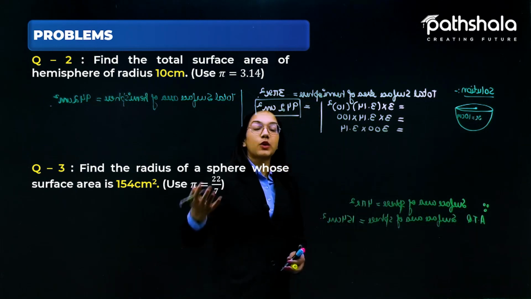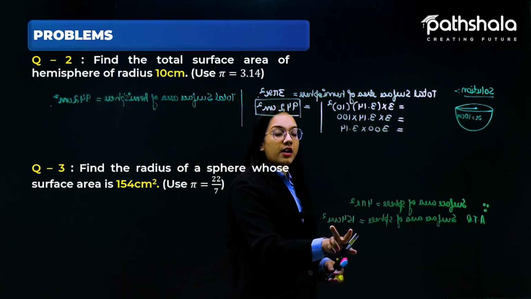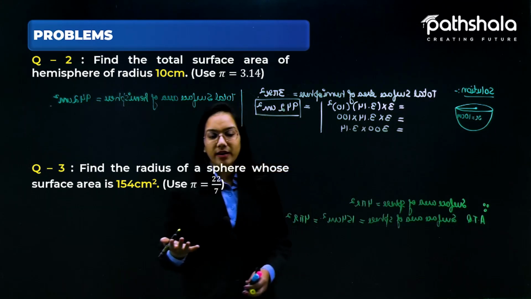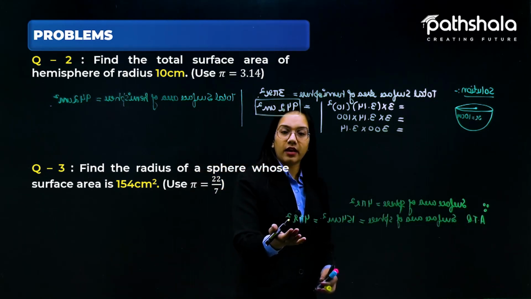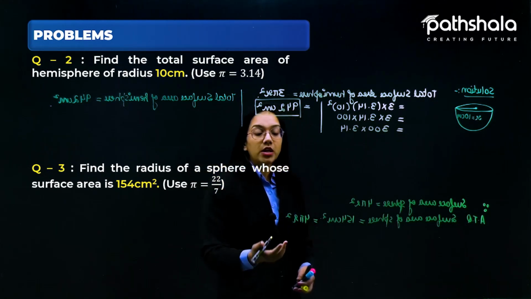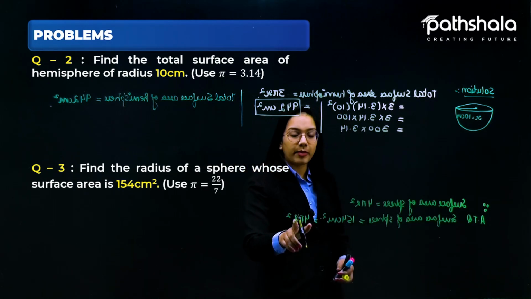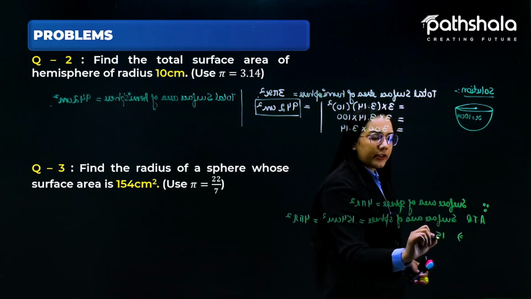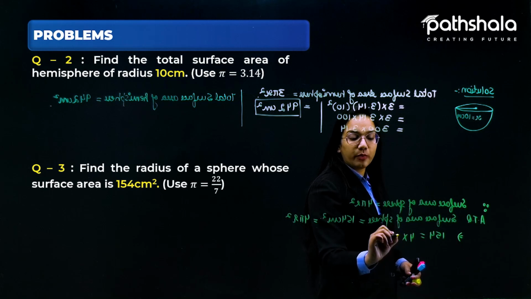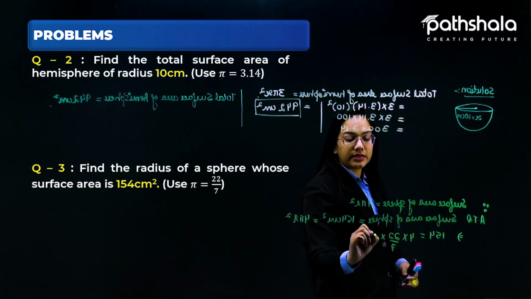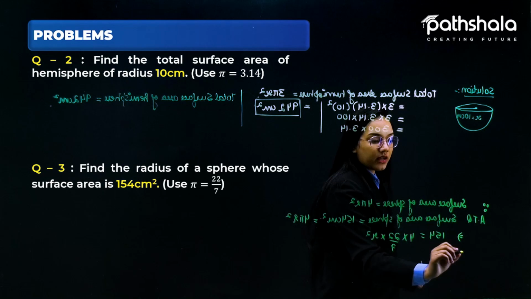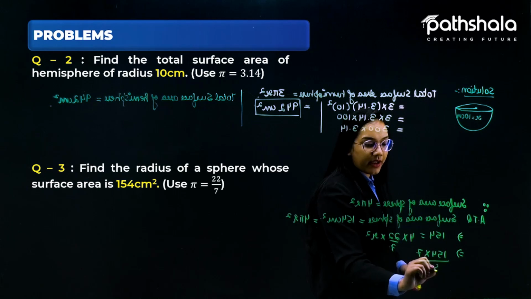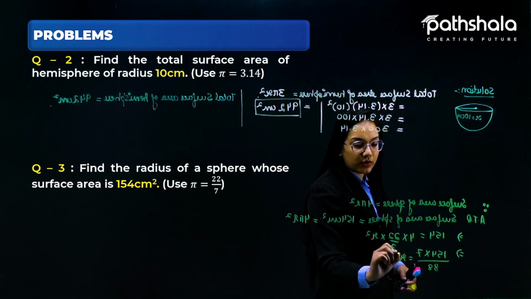If the surface area is already given to us, which is 154, then this should definitely be equal to 4 pi r square. Taking r as the radius of this particular sphere, we can calculate the value of r by plugging in the value of pi as 22/7 as per the question. So we have 154 equal to 4 into 22/7 into r square. Taking all the values to the other side, this should be 154 into 7 divided by 88, which is equal to r square.